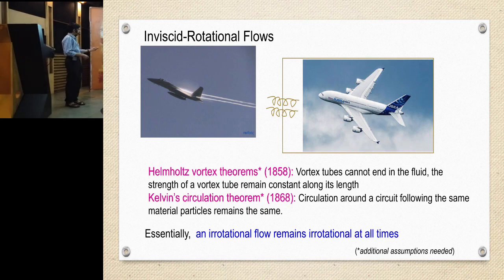I will not, of course, go into the statements of these theorems. You see terms like vortex tubes and circulation, but you don't have to worry about that for now. Essentially, what this means is that if the flow is irrotational as it enters here, and by irrotational I mean devoid of vorticity, it will continue to remain irrotational.